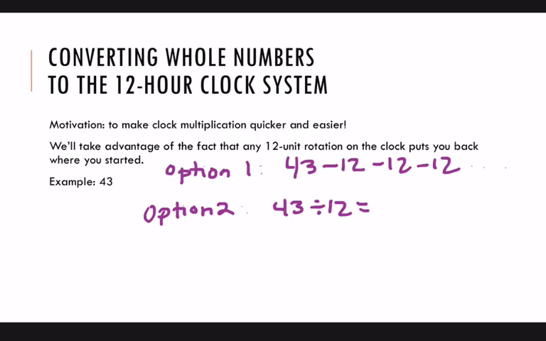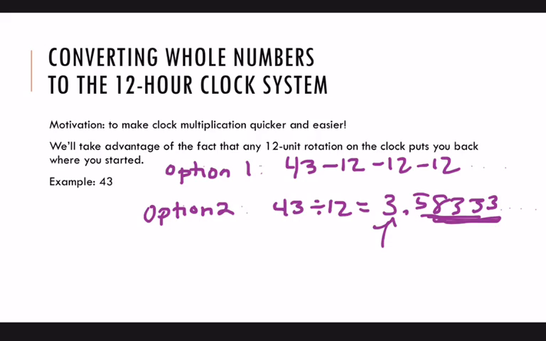Let me pull up a calculator and let's see. Say you do this on a calculator, 43 divided by 12, and I'm seeing 3.5833333 repeating. Go back to this idea of what a decimal is. That's like a fractional part. The 3 is how many whole groups of 12 are in 43, and then the remainder is what portion of a group of 12 is left over. It may be 1 or 11 or 6, but it's something less than 12.